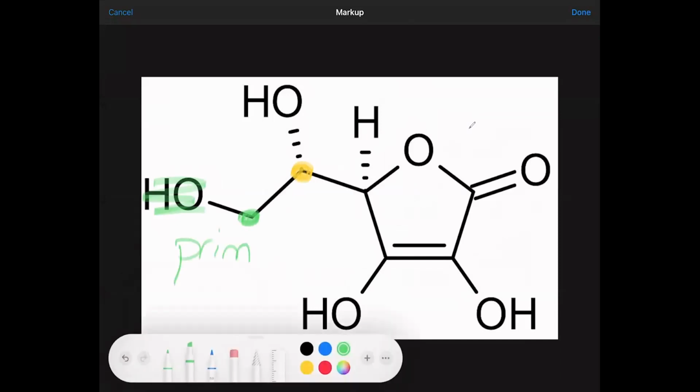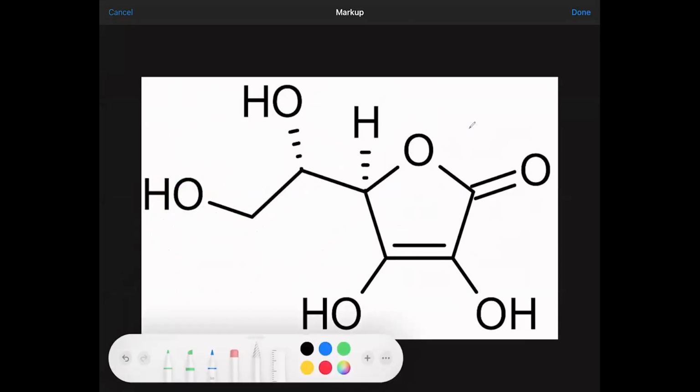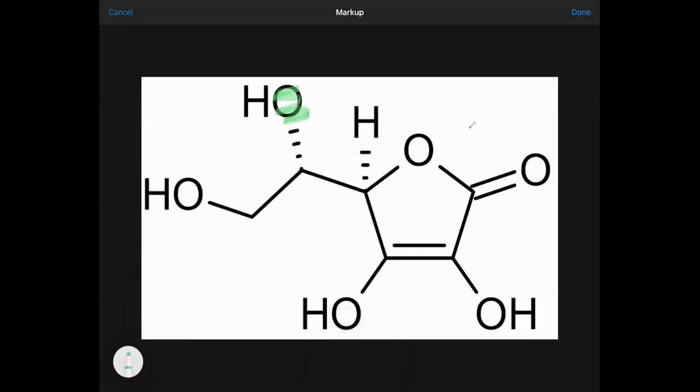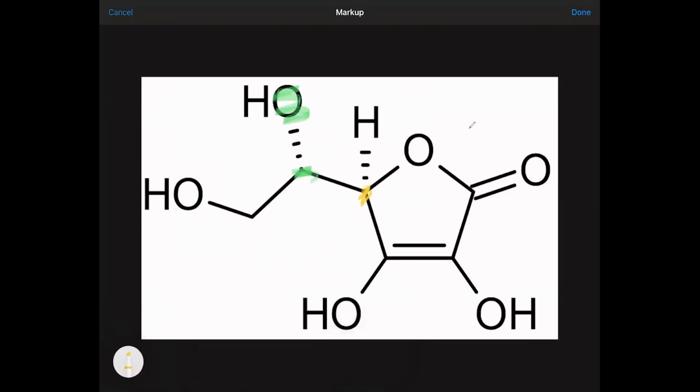Cool, and then I'll do the same one. Oh no, I have to erase it because I have to get rid of everything else. So get rid of all of that. Then you can look at the second OH group. It's attached to that carbon, and that carbon is attached to this carbon and that carbon. So this one is secondary.